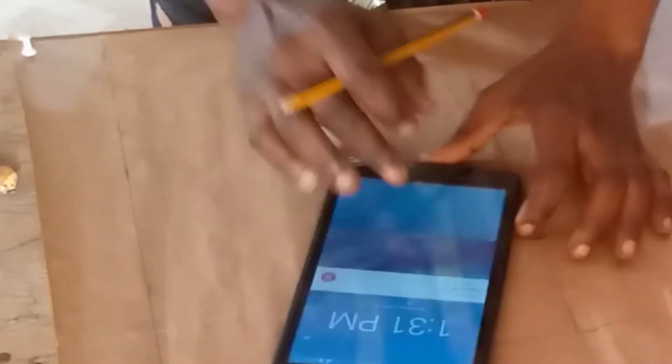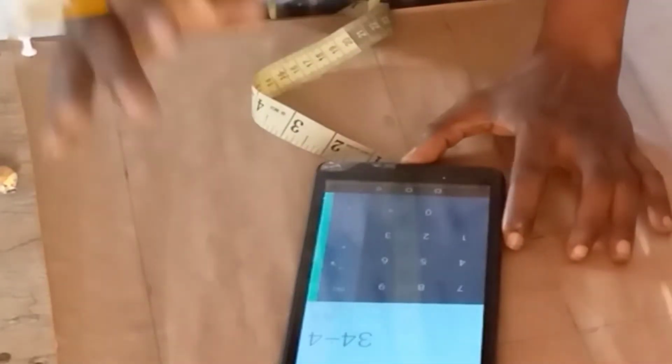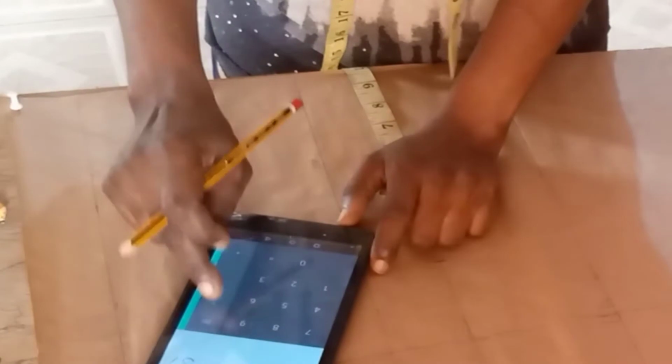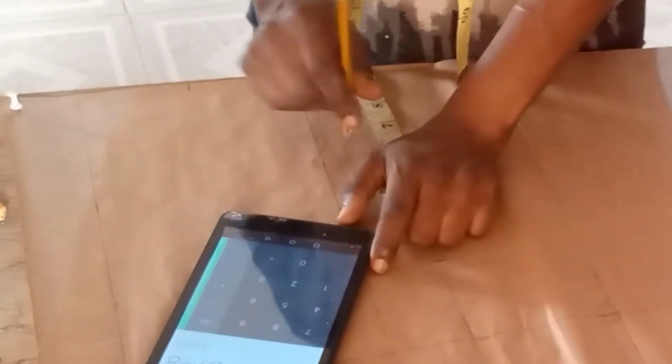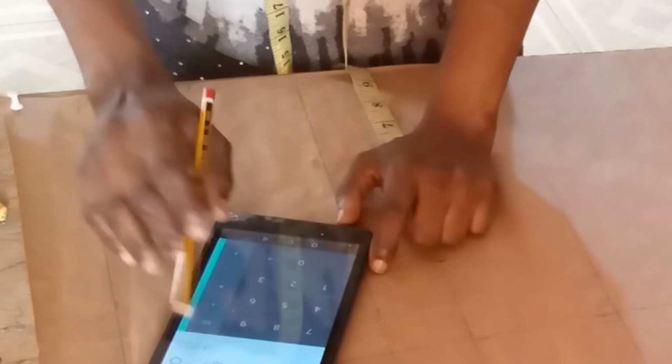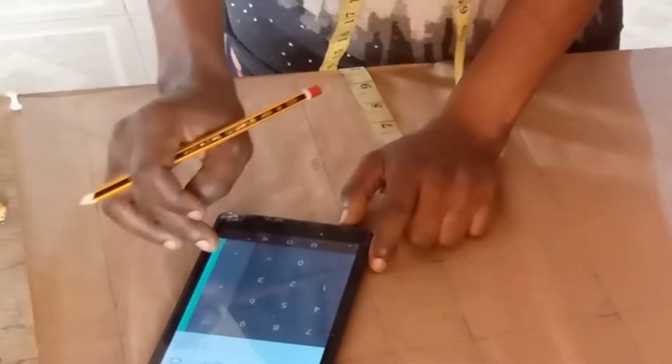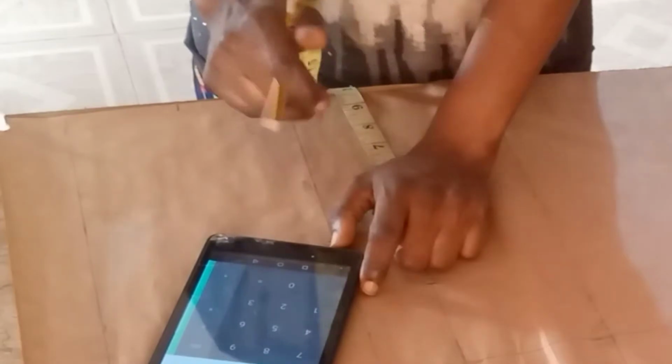Now, this is how it goes. My bust measurement is 37. 37 divided by 8 will give me 4.625. So plus 1 will give me 5.6, divided by 2 will give me 2.8, approximately 3. So we measure the 3 from the center front here. We measure it inward. That is our neck width.